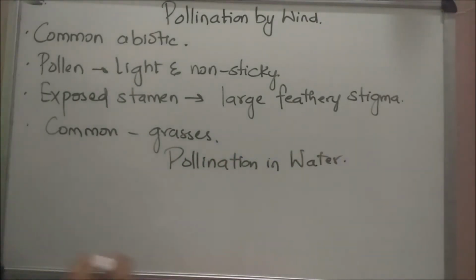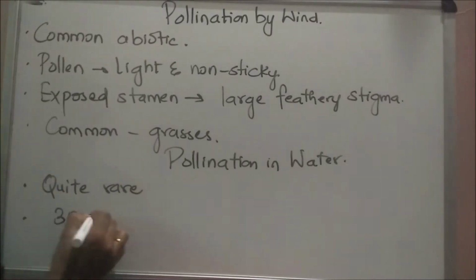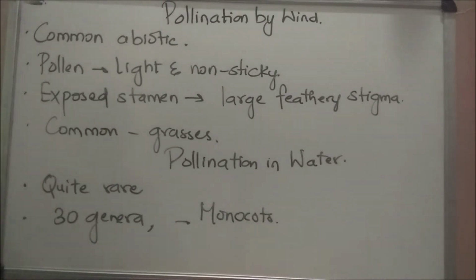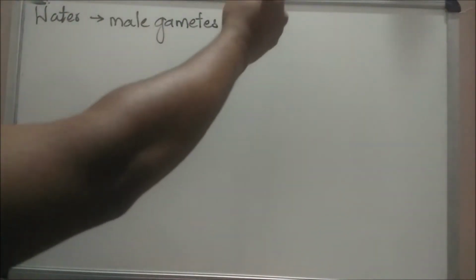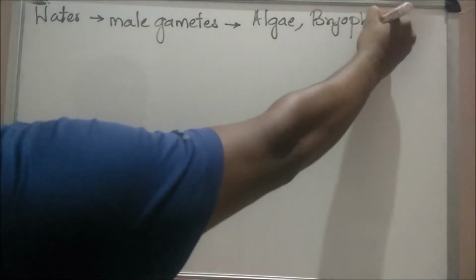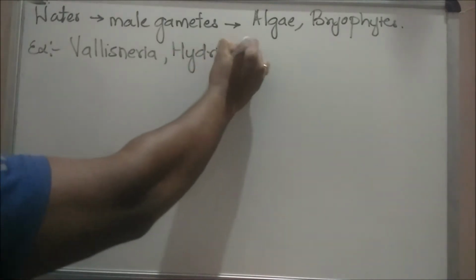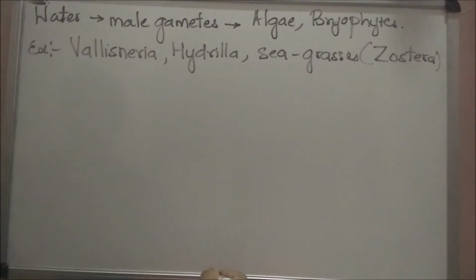Now let's learn about pollination by water. Quite rare in flowering plants, it is limited to 30 genera, mostly monocots. What is the regular mode of transport among male gametes? Among lower plants like algae, bryophytes and pteridophytes. Examples are Vallisneria, Hydrilla, and sea grasses called Zostera.